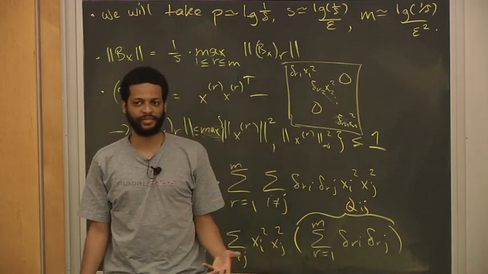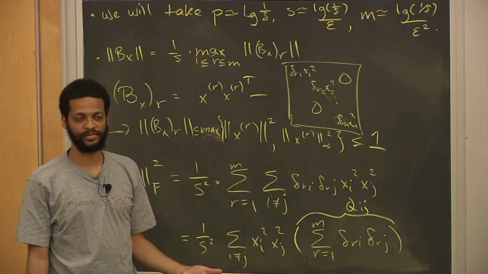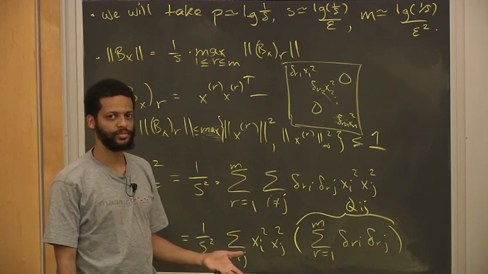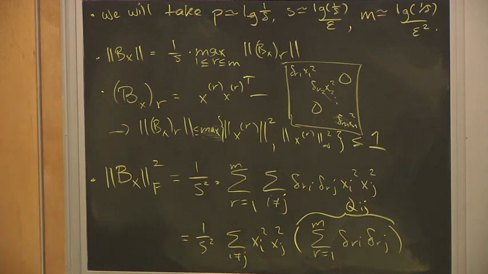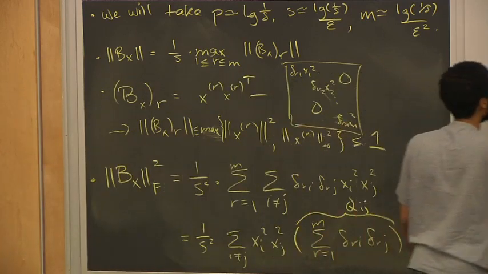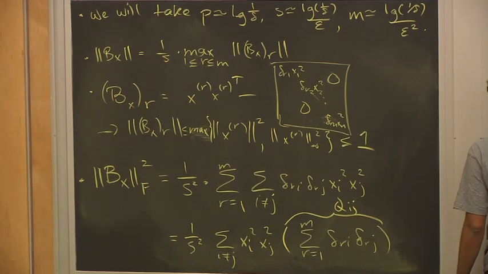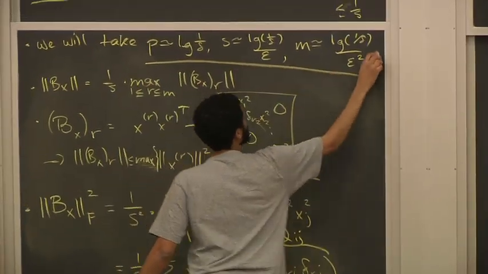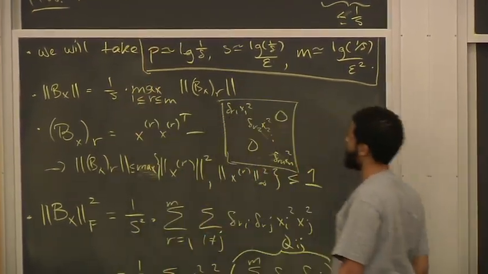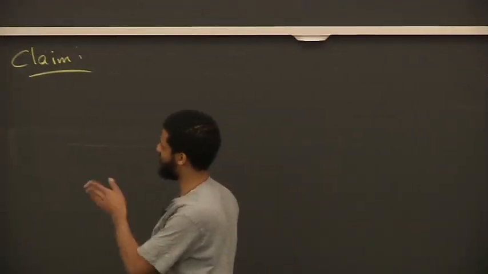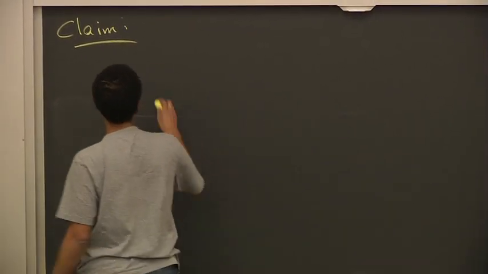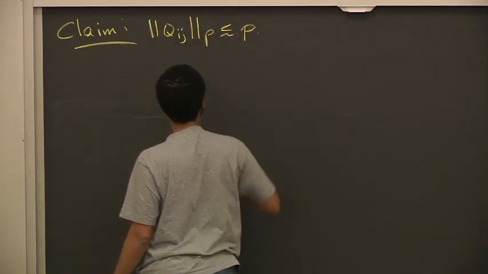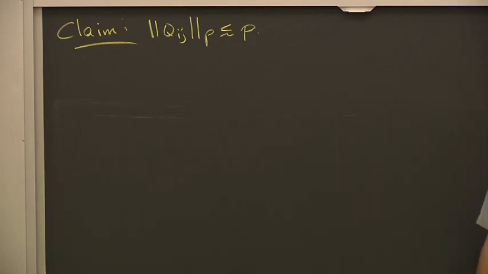So that's a random variable that depends on delta, right? And this is where delta is relevant. This is why we need delta to be somewhat random. Okay? So let me write down a claim. Remember these values here. If s is that, if m is that, and if p is that, the claim is that the p norm of Qij is at most p.